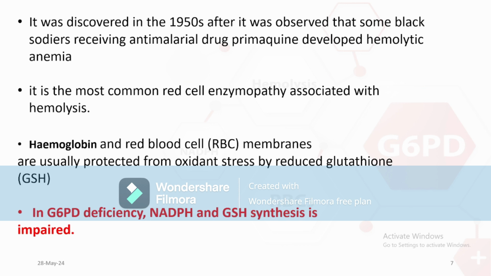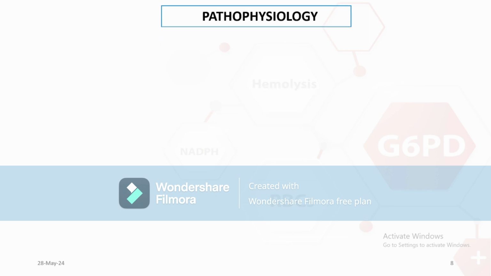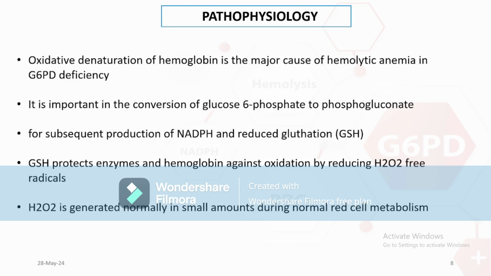Of course, when you lack G6PD enzyme, you cannot generate glutathione. Always the hemoglobin and red cell membranes are usually protected from oxidant stress by reduced glutathione. But in G6PD deficiency, both NADPH and glutathione synthesis is impaired. Once it is impaired, the red cell is always ready to accept oxidant stress, which will lead to hemolysis.